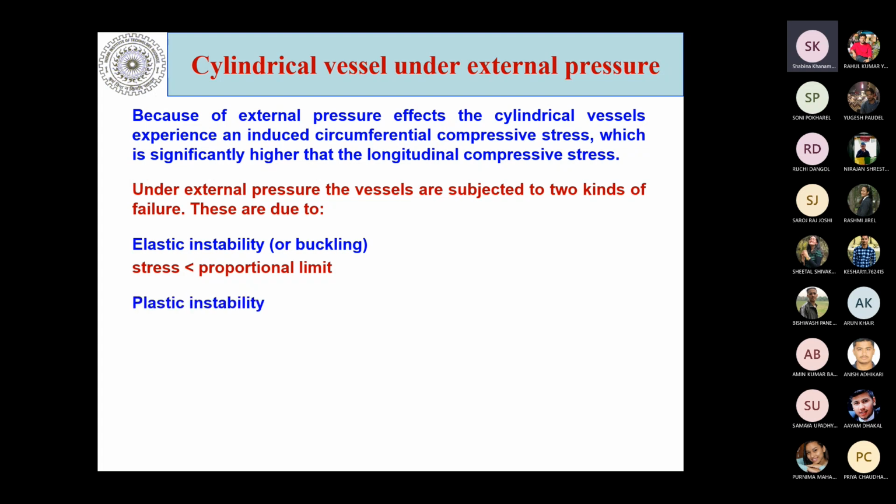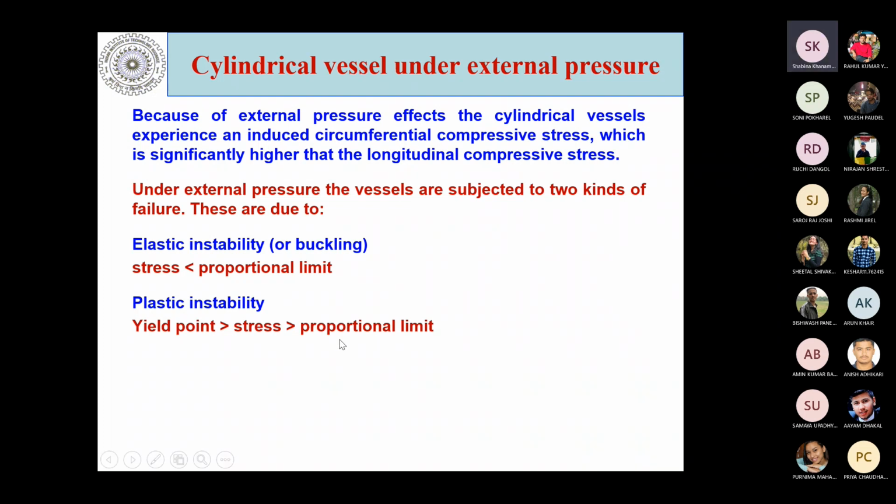Secondly, we have plastic instability, which we call permanent failure. Elastic instability is temporary failure; when we push the pressure, it takes its own shape back. But plastic instability is permanent, and that happens when the stress is more than the yield point.